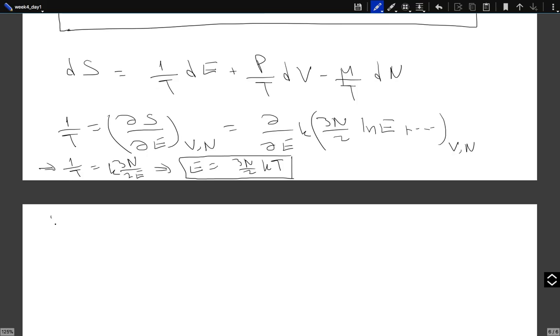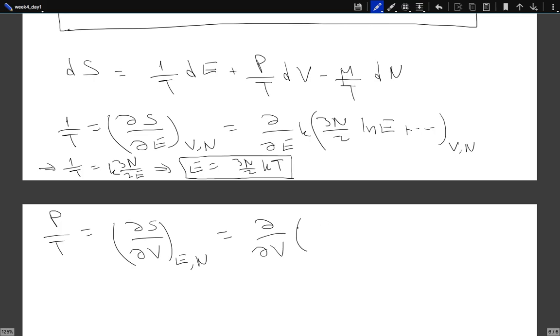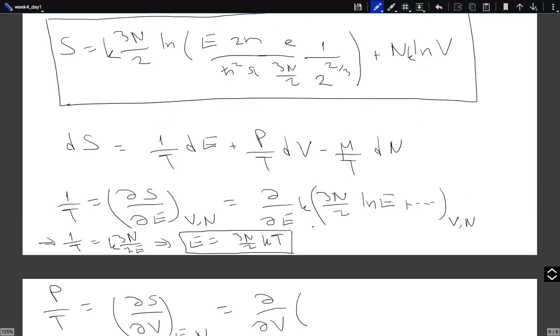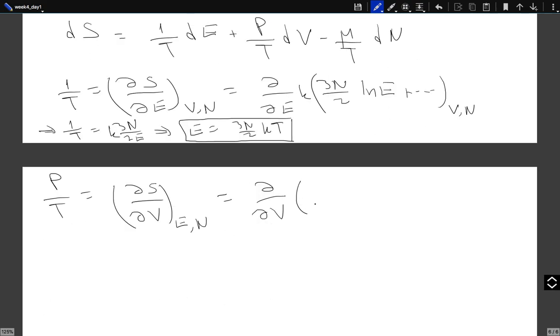Now the pressure, P over T, is just the derivative of entropy with respect to volume at constant energy and number of particles. This is equal to the derivative with respect to volume of, now if you look at our expression, nk logarithm of V plus other terms which are independent of V at constant E and N. So this is nk over V. So we obtain PV is equal to nkT.